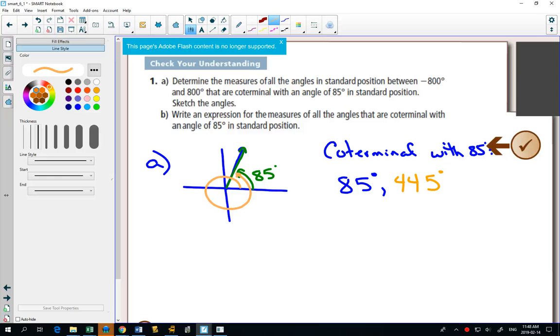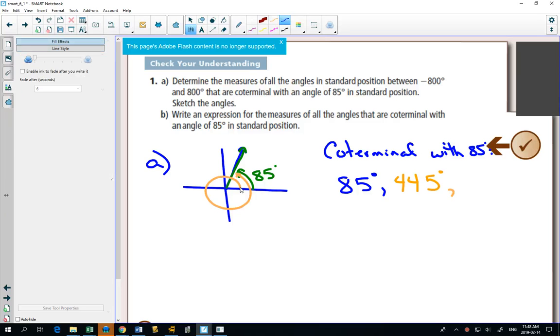What happens if you added 360 again? You would get to 805 degrees, but we're only going up to 800. So we don't have to do 805, and 805 would be too much. But we could still go backwards. What would this angle be? It's going to be negative because we're going in the negative direction. 275.